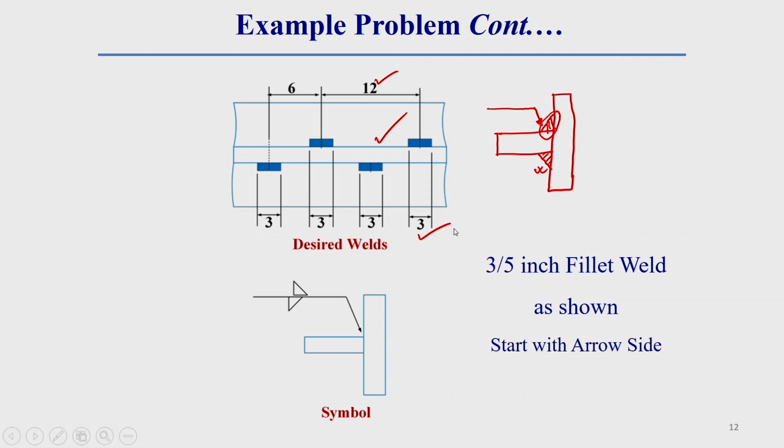This is given. On the other side also, the weld length is 3 inch, but the distance between two centers, from this center to this center, we can easily calculate, will also be 12 inch. Because from here to here the distance is 6 inch, similarly from this center to this center is 6, so the total will be 12 inch.